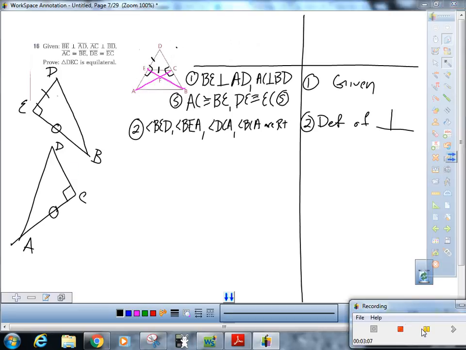Now I can go and say that these angles are congruent. All right, let me step back and think about this for a second. I got these are congruent. I know nothing about those. Gosh, this is a hard proof.